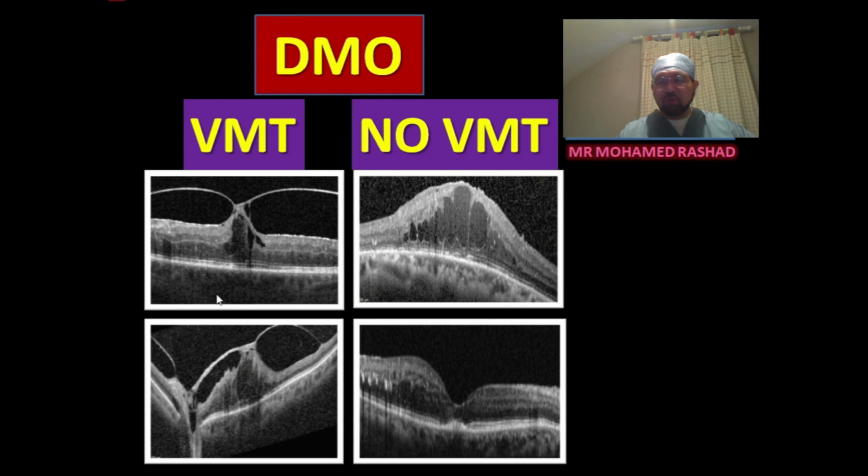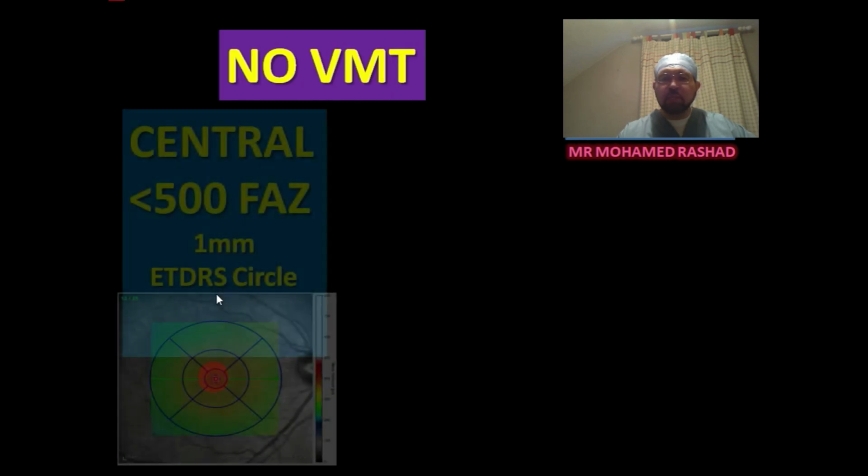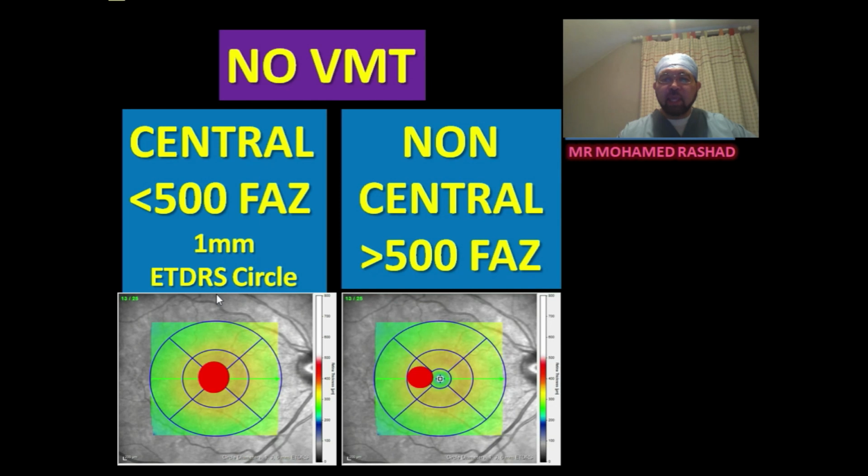If there is no vitreomacular traction, then we have to ask ourselves, is it central or non-central? So central, there is no certain definition, but the approved definition in the UK is the central 1 millimeter circle of the ETDRS on the OCT machines. So if the patient has central edema, or the other definition is less than 500 microns from the foveal avascular zone on the FFA.